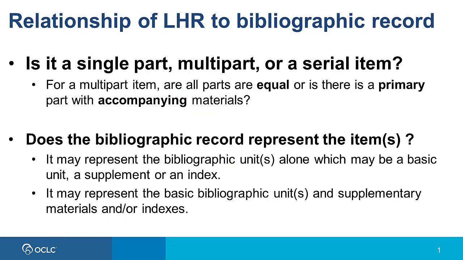So when creating LHRs, you'll need to consider the relationship of the local holdings record to the bibliographic record. First, determine the category of resource. Is it a single part, multi-part, or a serial? For a multi-part item, determine if all the parts are equal or if there is a primary part with accompanying materials. Next, find or create a bibliographic record that represents the item or items. It may represent the bibliographic unit alone, which may be a basic unit, a supplement, or an index, or it may represent the basic bibliographic unit and supplementary materials and/or indexes.